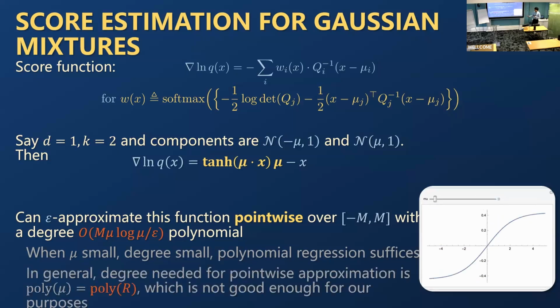The issue is just that in general, the means could be as large as R, right? This effective radius of the parameters. And we don't want to pay something that's exponential in R. We want to pay something that's at worst scaling logarithmically with R in the exponent. So how do we get around this? The fact of the matter is that if I have components that are very far apart, the score is actually hard to approximate using a polynomial.